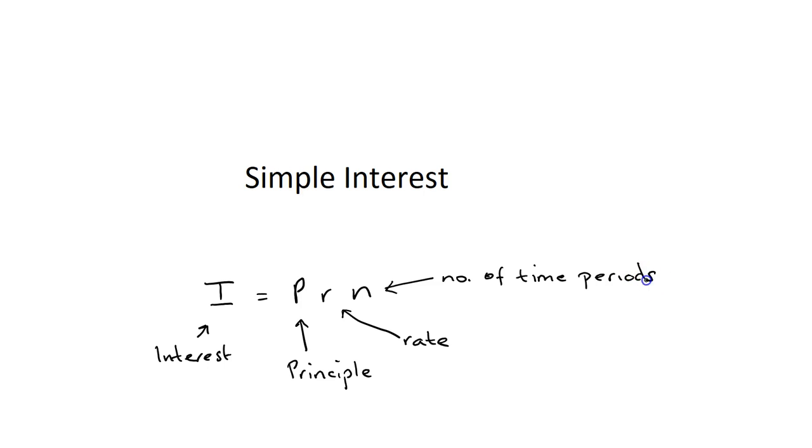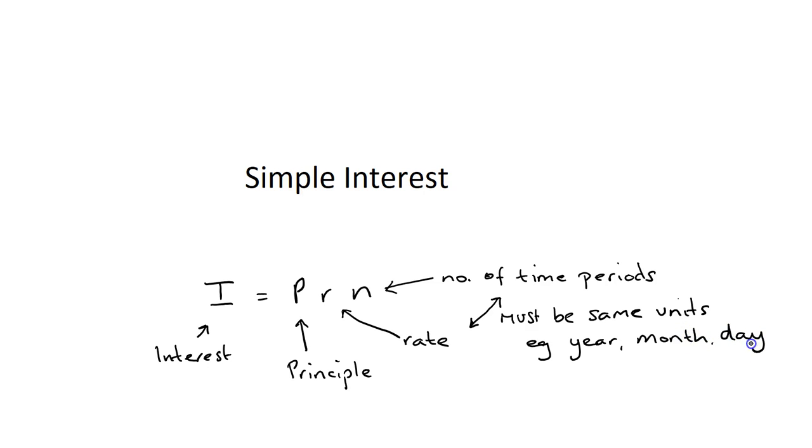Now the important thing is that N and R must be in the same units. So those units could be per annum, which is a year, or a month, or a day. Doesn't matter which they are, they have to be the same units, R and N, and that's where most people make their mistakes.